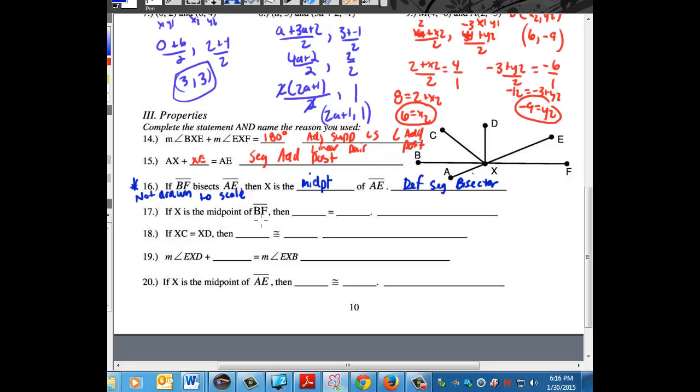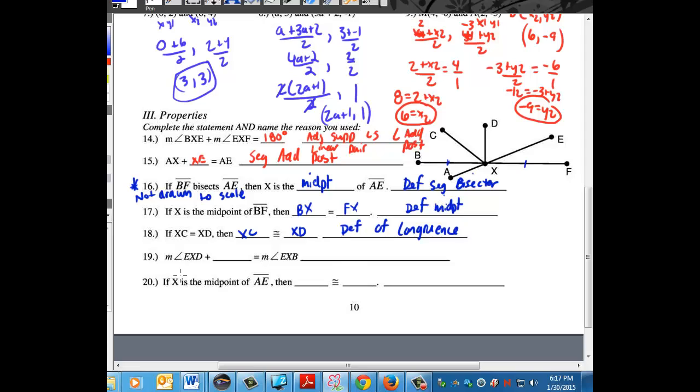Next, if X is the midpoint of BF, then I can say what? Well, I can say that these two lengths are both equal. So let's say that BX equals FX. And what do we do here? We have drawn a midpoint. So we're going to say definition midpoint. Next, if XC is equal to XD, then XC is also congruent and equal to XD. That's definition of congruence. That's an easy one. If something is equal, it's always going to be congruent.